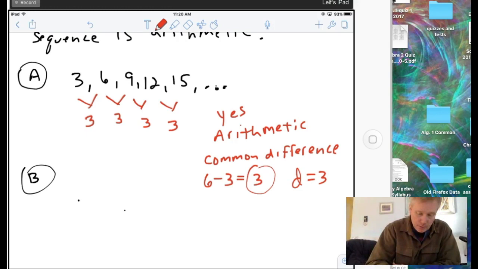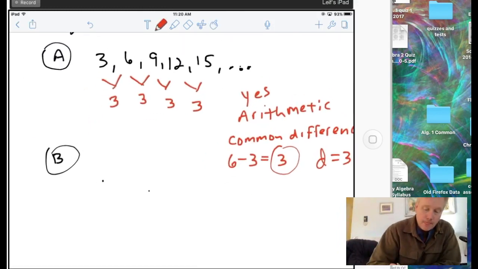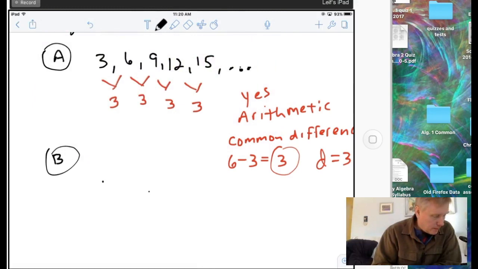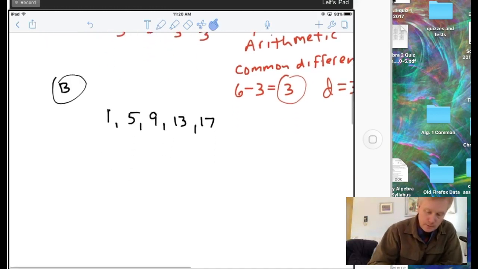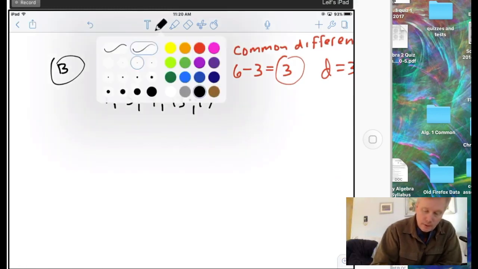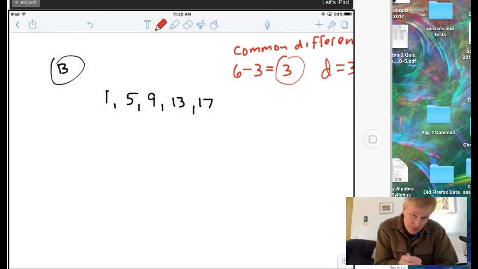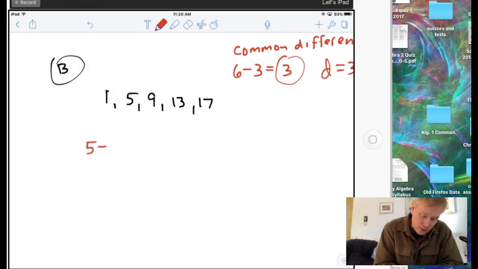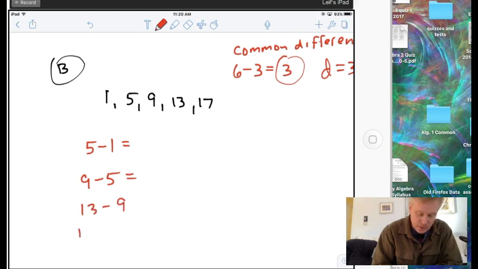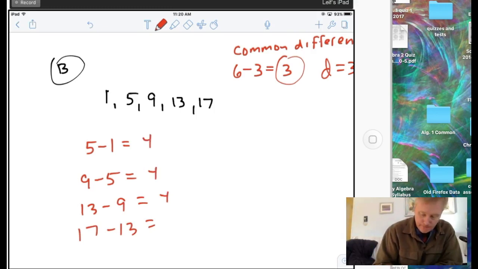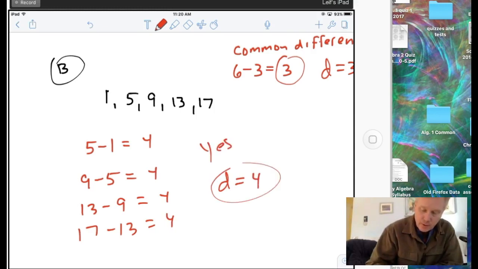Okay. Now I'm going to move back to the second one, part B. 1, 5, 9, 13, 17. And once again, if it has a common difference, then it's arithmetic. So if I went 5 minus 1, that better be the same as 9 minus 5, which better be the same as 13 minus 9, which better be the same as 17 minus 13, which in this case, they're all 4. Which means D, the common difference, is 4, and yes, it's arithmetic.